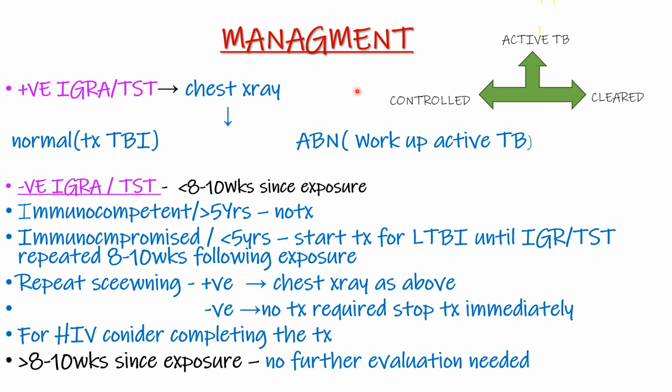Management now. You have interpreted your TST or maybe IGRA, and now you want to know what to do next. So when a person gets infected, I want you to clearly understand this diagram. The immune system can either clear the infection, or the immune system fails to contain the infection and you get active TB, or your immune system actually controls the infection, and this is what is called latent TB infection, which later maybe can be reactivated and goes back to TB infection.